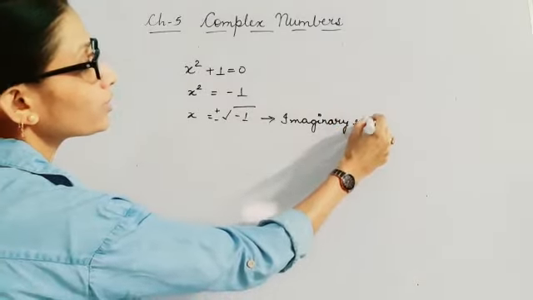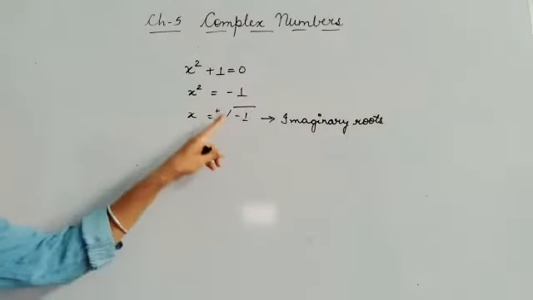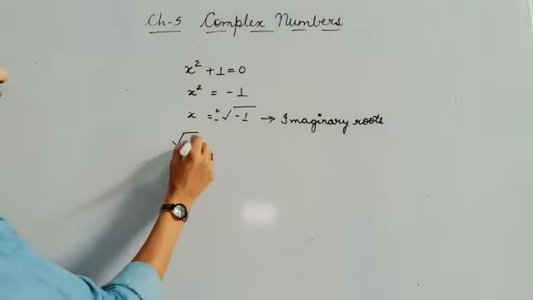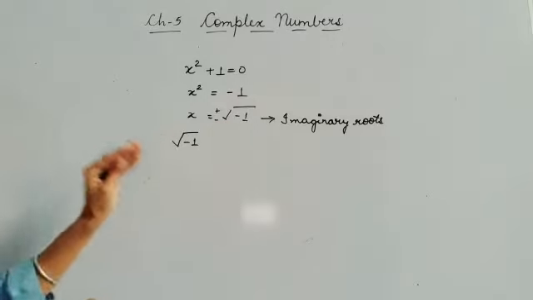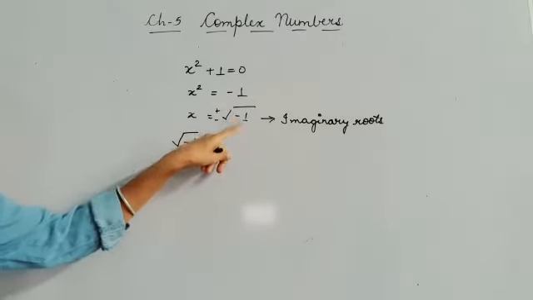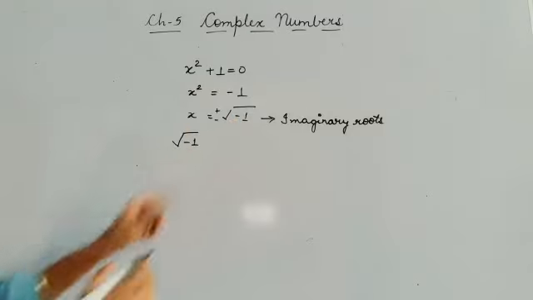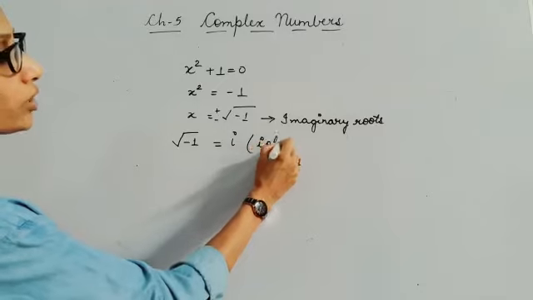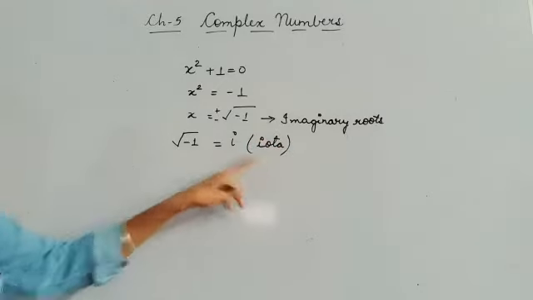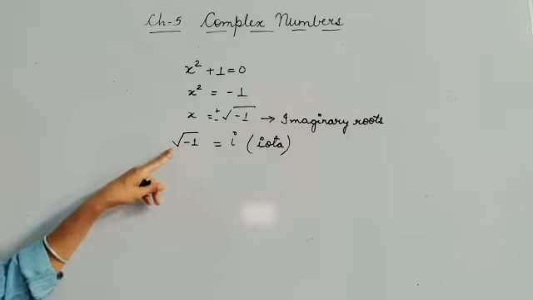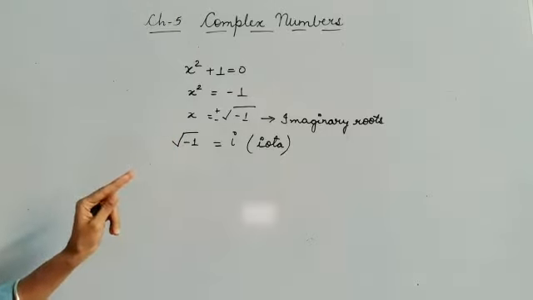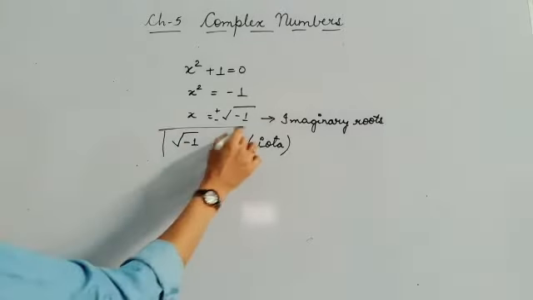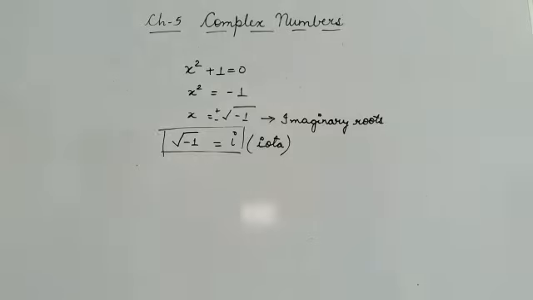And in class 10th, you have considered this as an imaginary root. But then Euler defined this root minus 1 as iota. So if in the roots the negative of any number is coming under root, then you can always replace it with iota. So this is the iota which is introduced to denote the root of negative of any number. So the first thing we have noticed is that square root of minus 1 is iota.